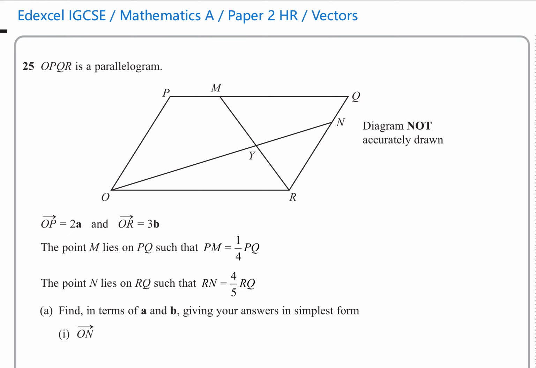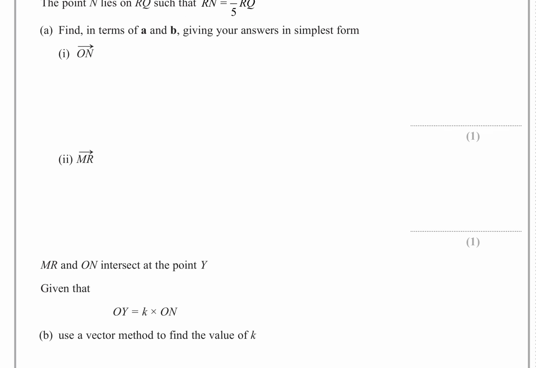Well, hello everybody. I thought we could look at this question on vectors from the Edexcel IGCSE paper. It says that OPQR is a parallelogram, and OP is 2A, OR is 3B, and the point M lies on PQ such that PM is 1/4 of PQ, and the point N lies on RQ such that RN is 4/5 of RQ. Find in terms of A and B, giving your answers in simplest form, ON and MR.